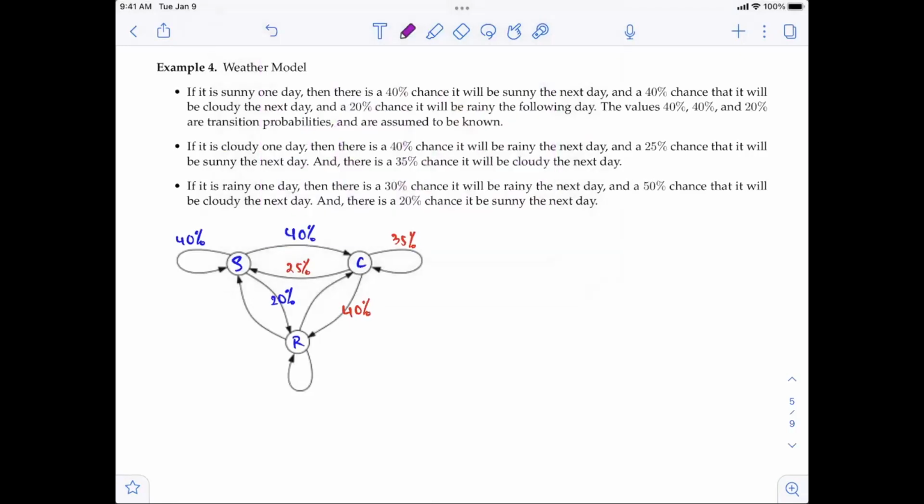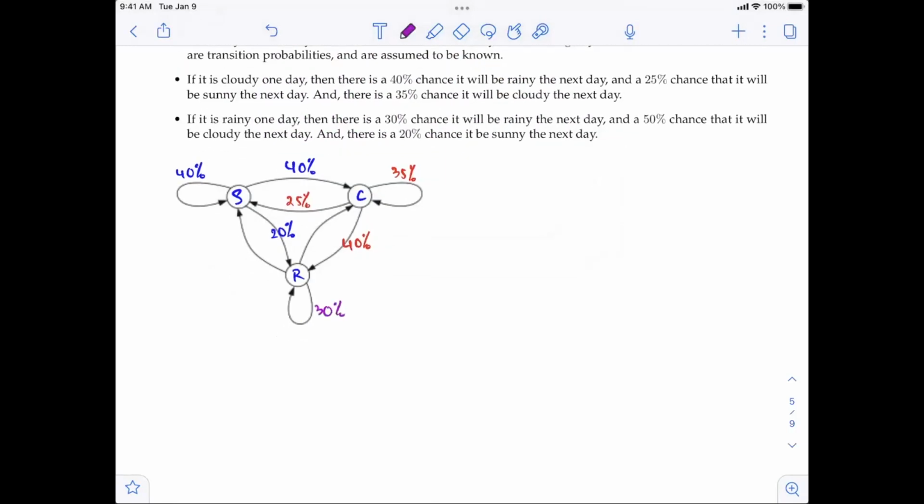And if it is rainy one day, then there is a 30% chance it will be rainy the next day. So there is 30%. And a 50% chance that it will be cloudy the next day. So cloudy, 50%. And a 20% chance it will be sunny the next day. So 20%. Okay. Now you've been given some information, you translate that information and put it in this schematic or the figure here to illustrate the probability of transition from one state to another state.